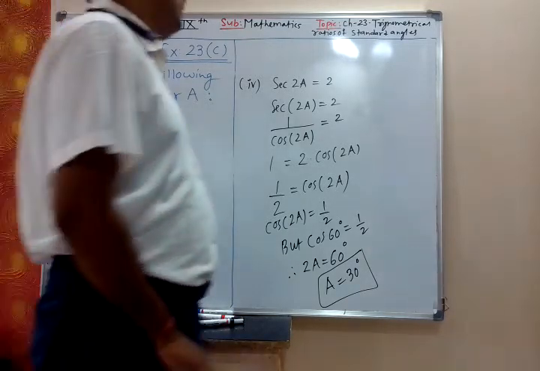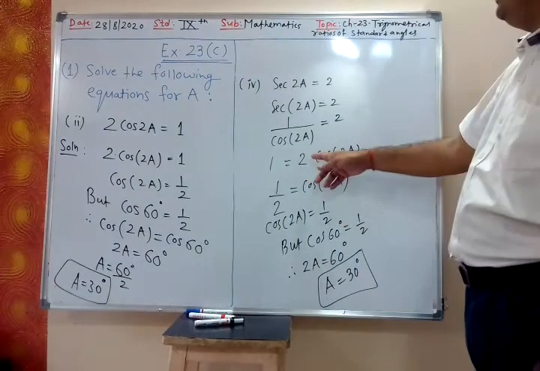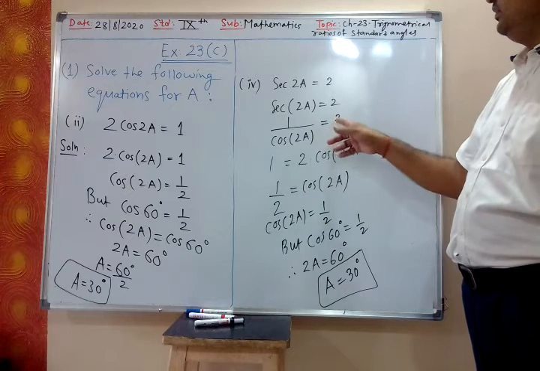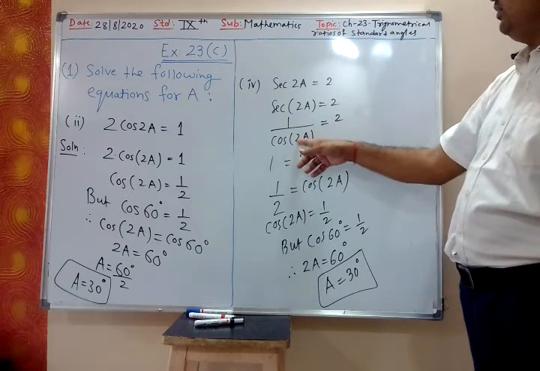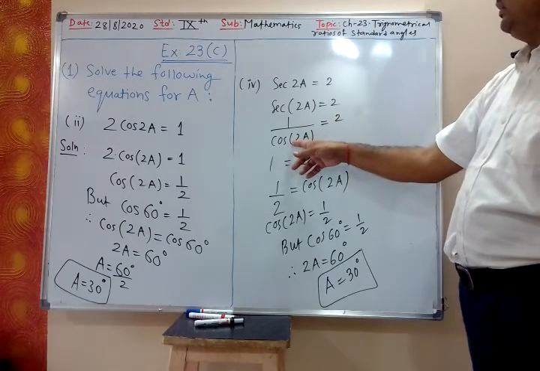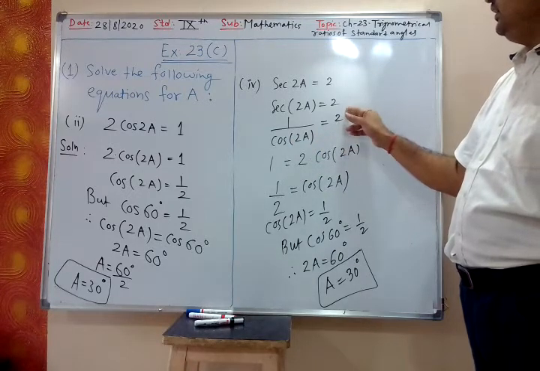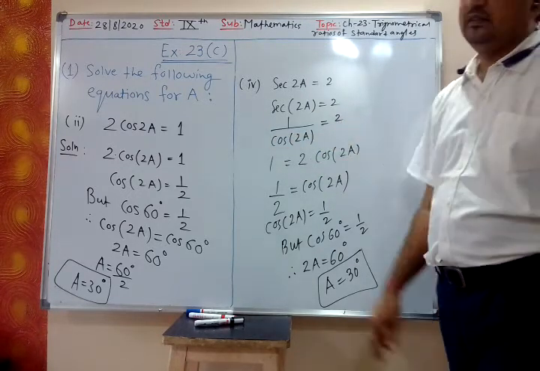No, how? We are not taking the reciprocal. We are just taking this 2 in the denominator. Like the previous day, we are cross multiplying, so this cos 2A goes up, and then we are taking this 2 in the denominator.